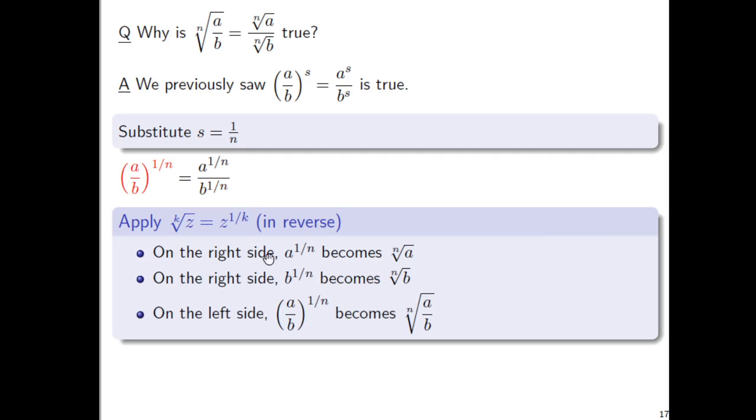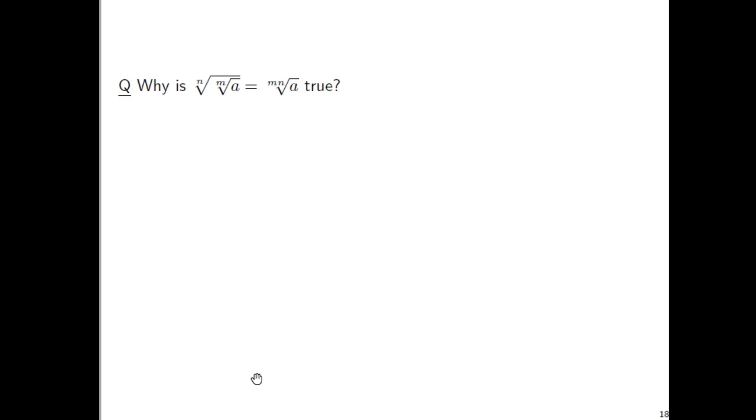In the denominator on the right side, b to the 1 over nth power is going to become an nth root of b. And finally, on the left side, using the formula plugging in a over b for the z, we're going to get that the left side is going to become nth root of the fraction a over b. So ultimately, in the end, making those replacements due to the recent-ish formula, we're going to have nth root of a over b equals nth root of a over nth root of b. One last one. This one looks a little funky, but why is the nth root of the mth root of a equal to the mnth root of a?